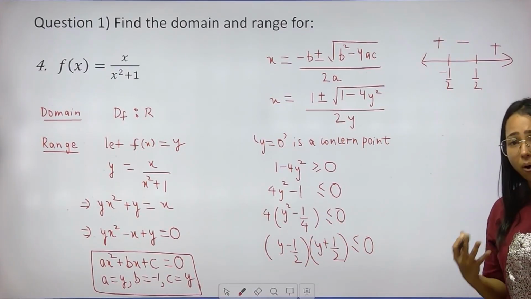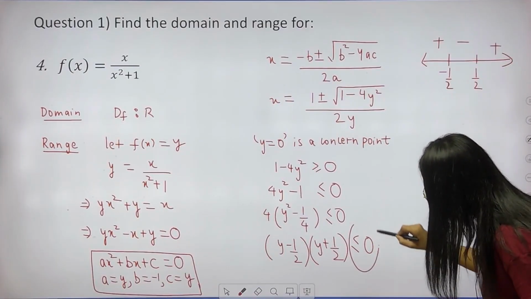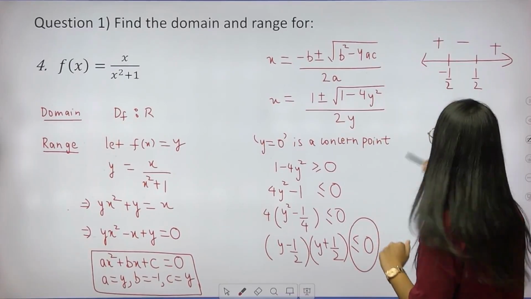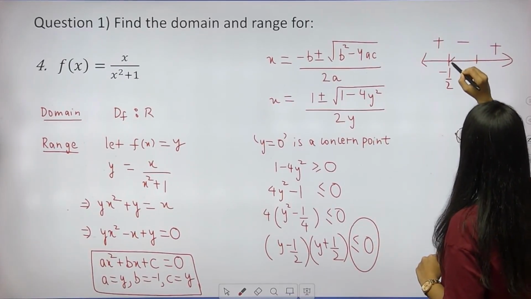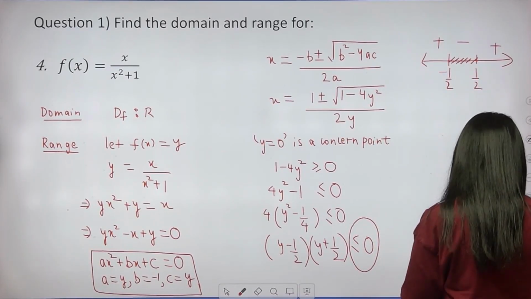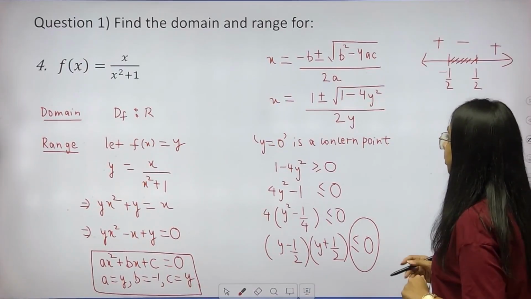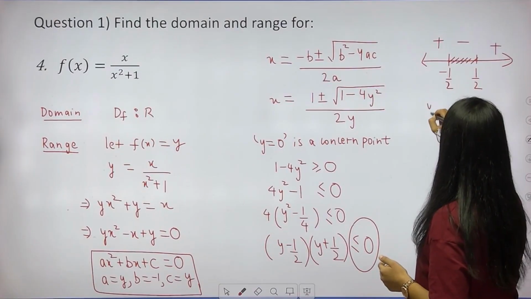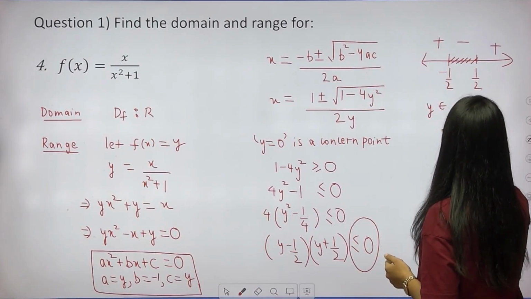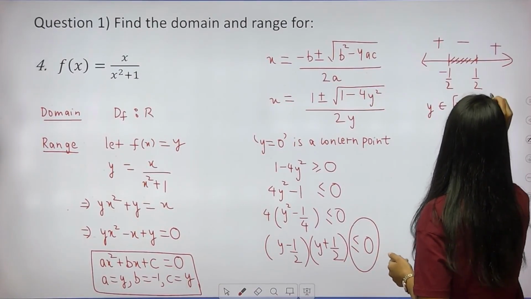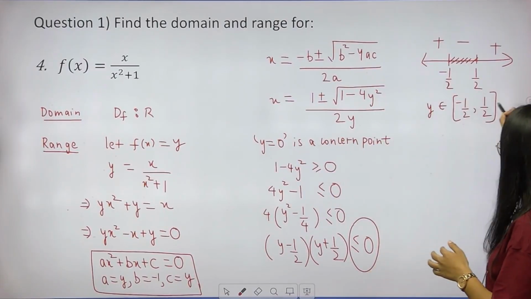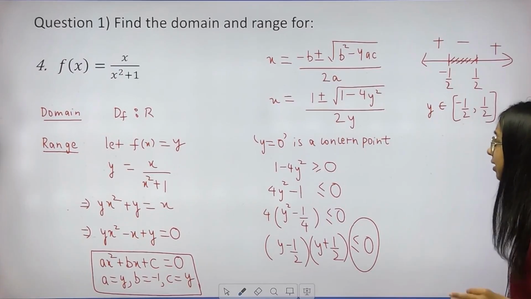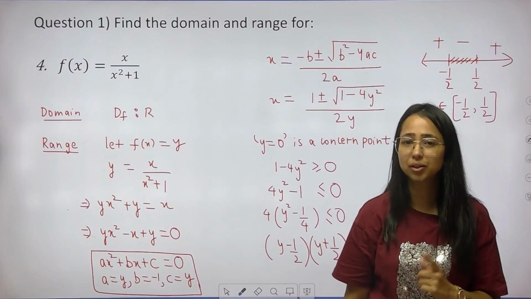So we need all the y values which are less than 0, which means we need the y values where the expression is negative. So for that, we'll take this particular portion. So y belongs to minus half to half. So 0 is a point which lies inside minus half to half. So we'll first check whether 0 is actually a point of concern or not.